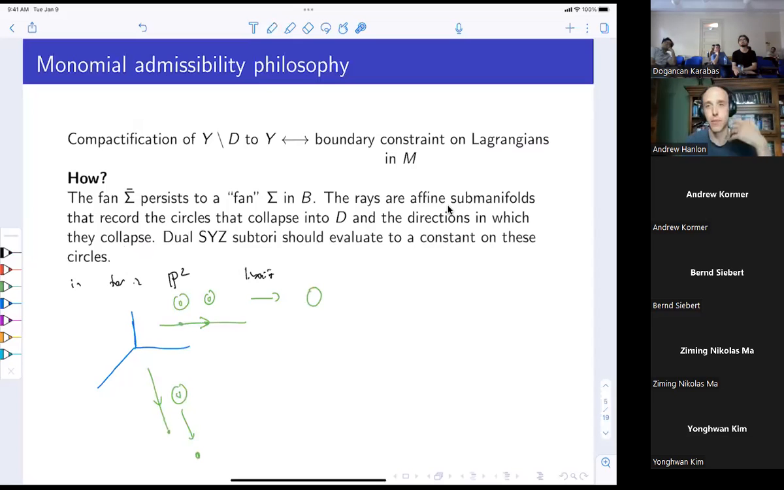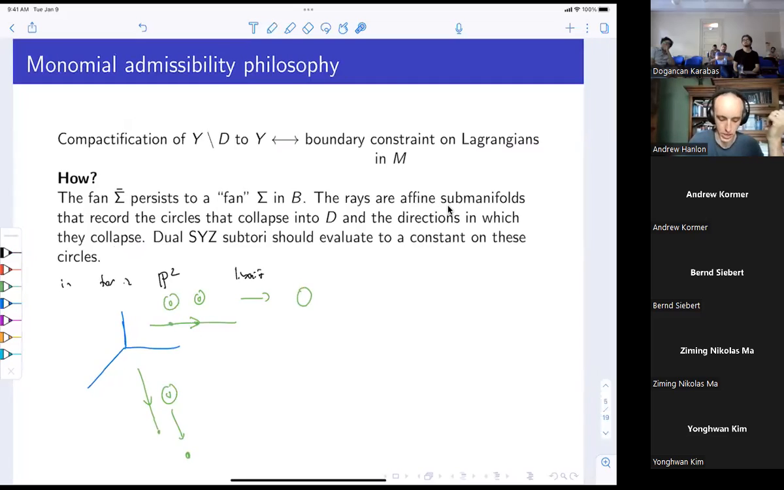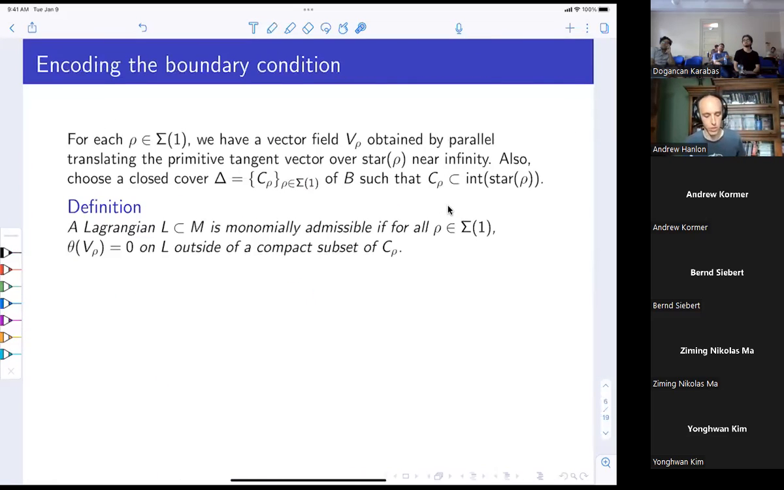So the point is that if you think about this fan as recording degenerations at infinity, then from the SYZ perspective, you should have the dual subtori to these circles, which are again just circles in this dimension, need to limit to a constant along these circles. But from the Fukaya category perspective, it's simpler to just require it to already be constant. So here's what you can do.